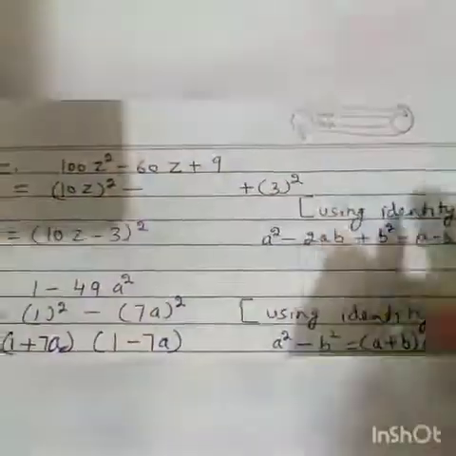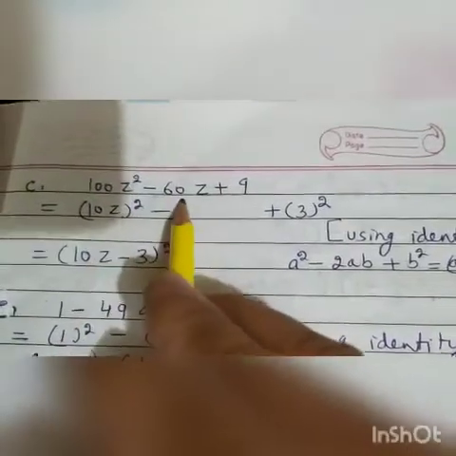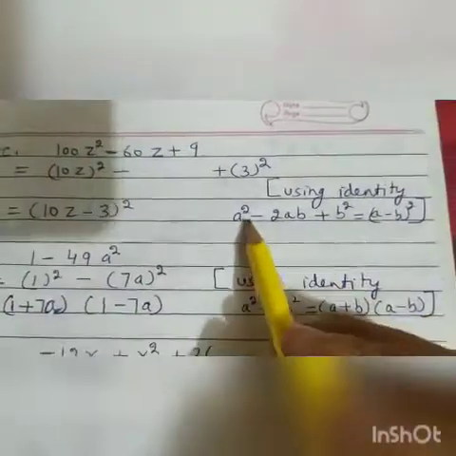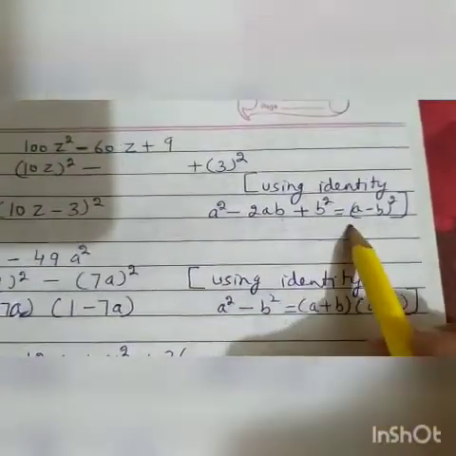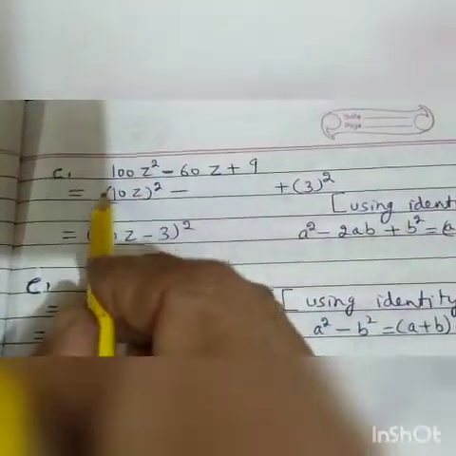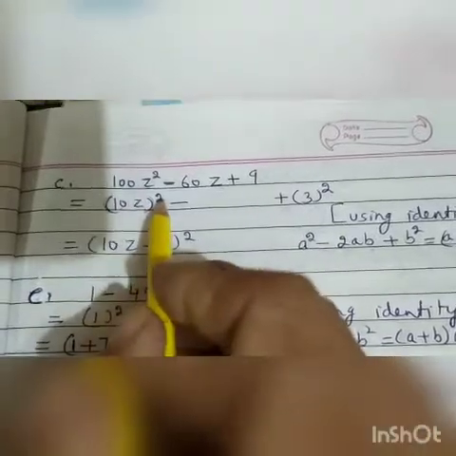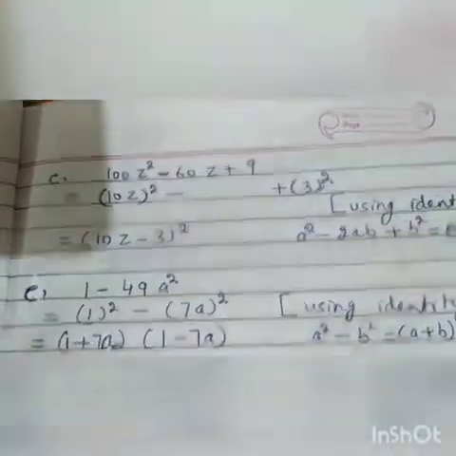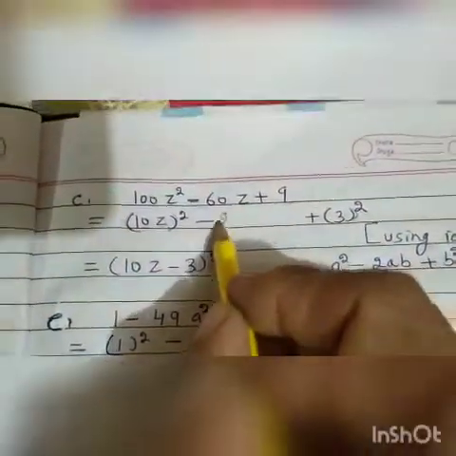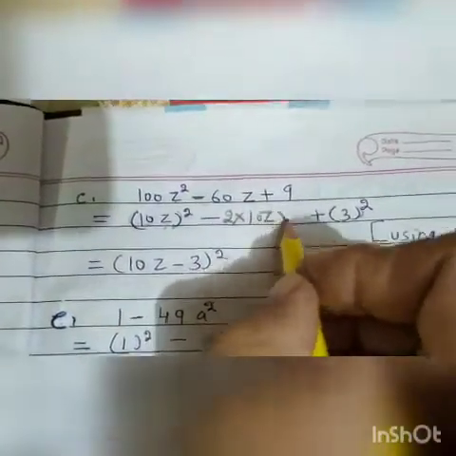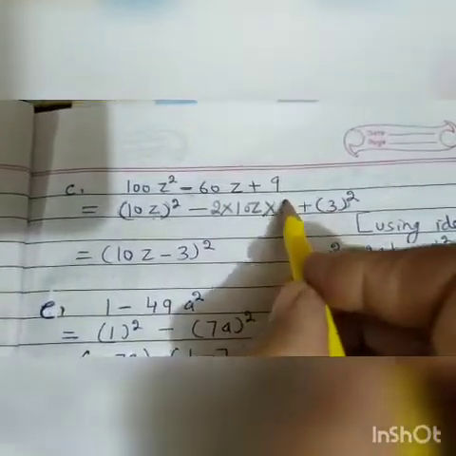Now come to the c part. C part is 100z square minus 60z plus 9. Here the middle sign is minus. So we will use a square minus 2ab plus b square is equal to (a minus b) whole square. So this 100z square is the square of 10z, (10z) whole square, and this 9 is the square of 3, (3) whole square. Now the middle term is minus 2ab. See, minus 2, the value of a is this 10z, right here 10z, into the value of b is 3. We will write here 3.